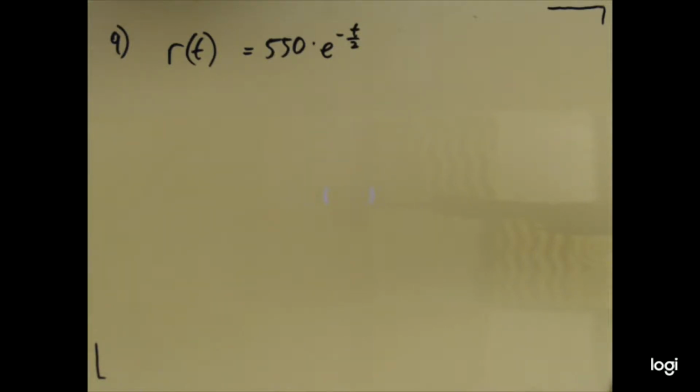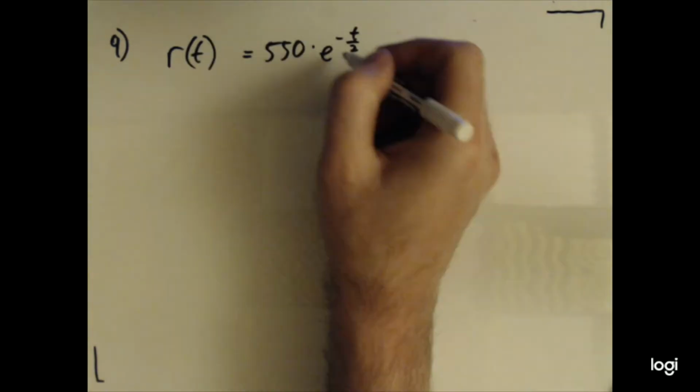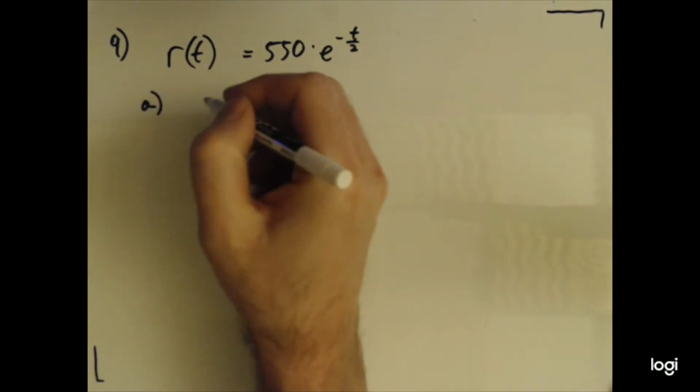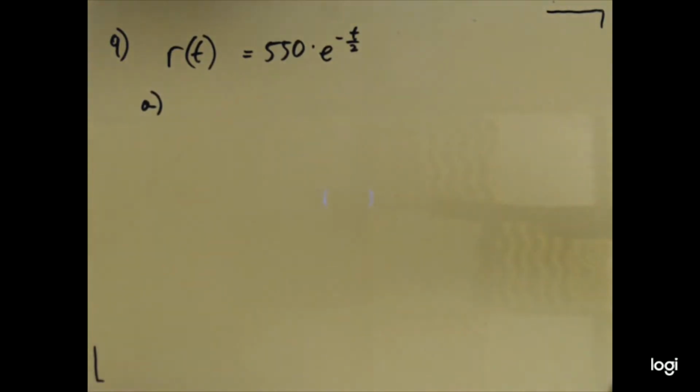And here is number 9. So, tickets for a concert went on sale at noon. The rate of ticket sales between 0 and 9 is the rate here. So, A. How many tickets were sold by 3 p.m.?